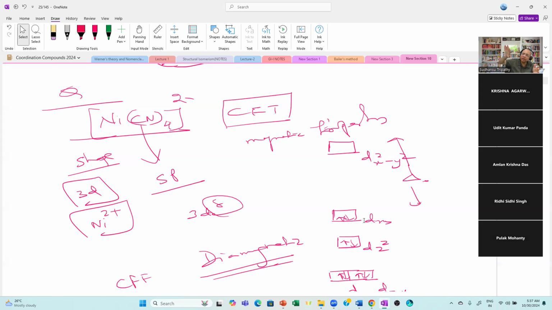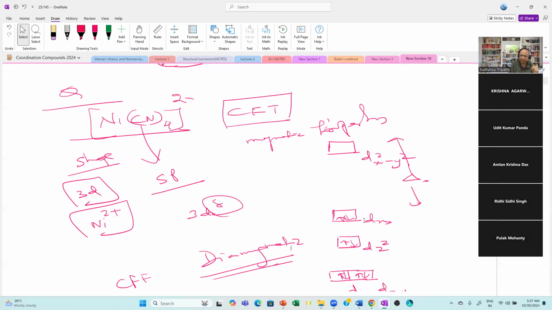making room for dz square and dx square minus y square. For the d2sp3 hybridization, it is octahedral and it is diamagnetic. How can you explain it in CFT? These 6 electrons have to be there in the t2g set. In the t2g, all the 6 electrons, now including the 4s1, will come to d. That 4s1 will come to d and it will be all arranged in dxy2, dyz2, dzx2. So t2g6.